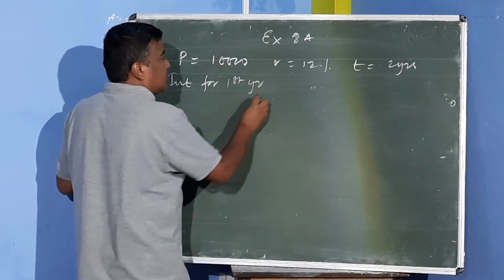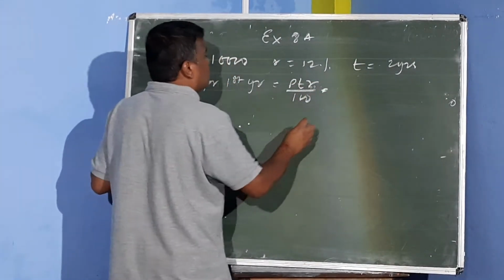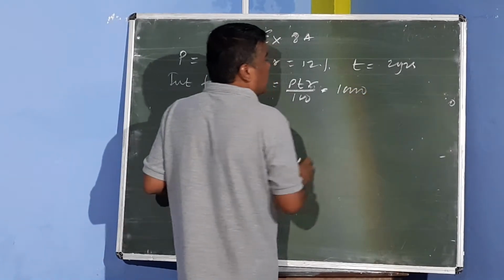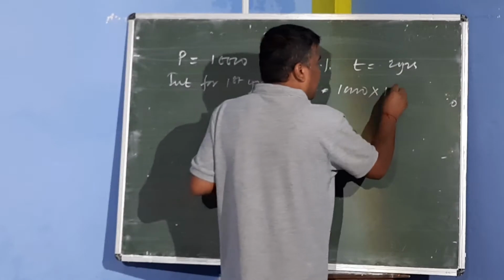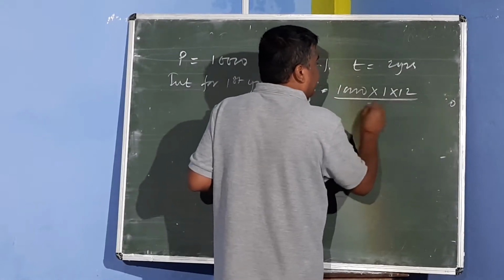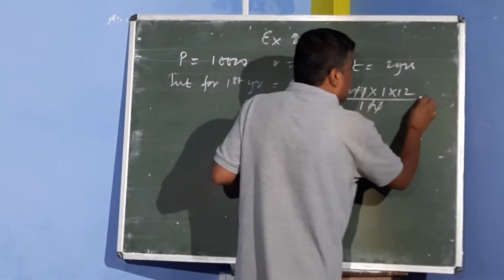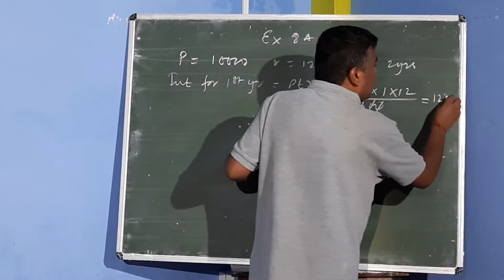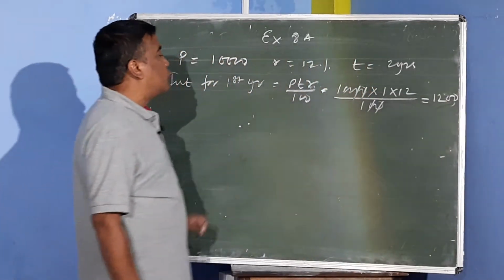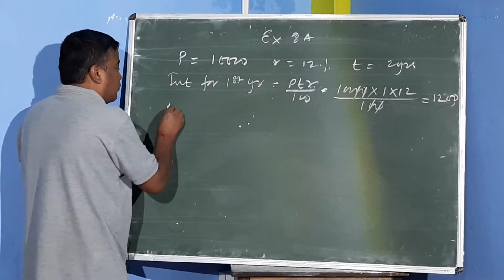Interest for the first year equals PTR by 100 equals principal is 10,000 into time is 1, rate is 12 divided by 100. This and this cancel. So answer is 12 ones are 12, 2 more 0. That means 1,200 is interest for the first year. After that you find out amount.